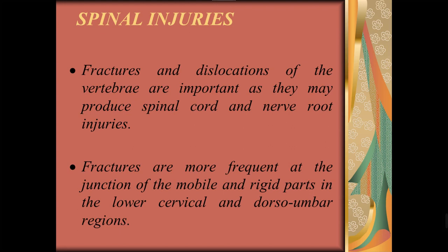Fractures and dislocations of these vertebrae are important as they may produce spinal cord and nerve root injuries. You know that the contents of the vertebral column are the spinal cord, number one, and from each side of the spinal cord the nerve roots will be exiting. So any fracture or dislocation of the spine may affect the spinal cord itself or the spinal nerve roots. Also, I want you to know an important thing with regard to the anatomy of the vertebral column in its relation to the spinal cord.